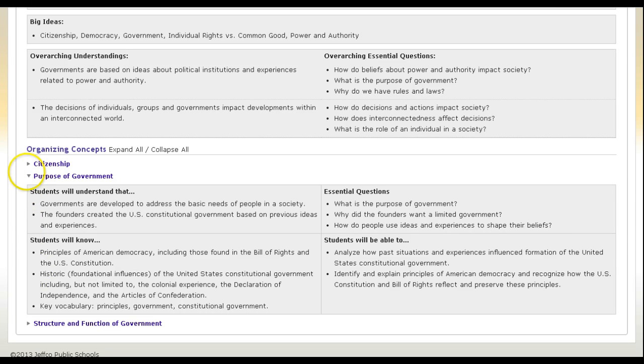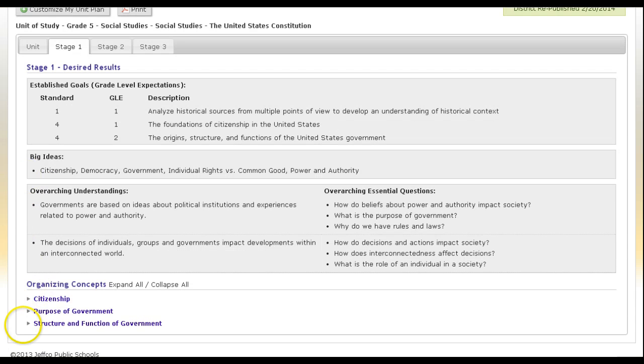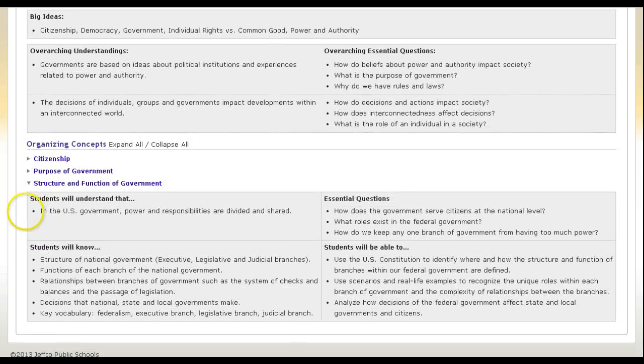Once students have that foundation in place, they might look at the structure and function of government. This is where we traditionally look at the three branches of government: executive, legislative, and judicial. This is where we look at how the branches relate to each other in terms of the system of checks and balances, so that each branch of government is limited and doesn't have too much power. We're also going to look at the concept of federalism, or the idea that there are decisions that are part of the federal government, state government, and local government.